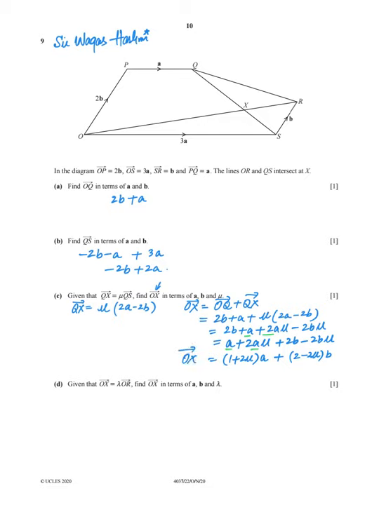In the D part it says that OX equals lambda times OR, right? And what is OR if you observe in your figure? So OR is basically O to S, that is 3A, and S to R, that is B. So OR is 3A plus B. So that is the vector OX in terms of A, B and lambda.